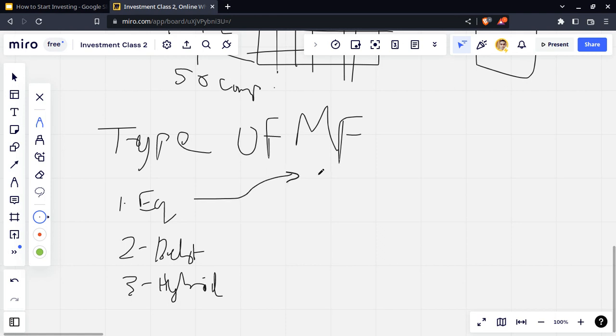Equity mutual funds are those which invest in stocks. Stock and equity are both the same thing. Equity means share. You must have heard in Shark Tank that they come and say, I'll give you this much of equity for this much amount of money. And what they're talking about is the shares of the company. That same share means stock also. So those mutual funds which invest in stocks like Reliance, like HDFC Bank, are known as equity mutual funds.